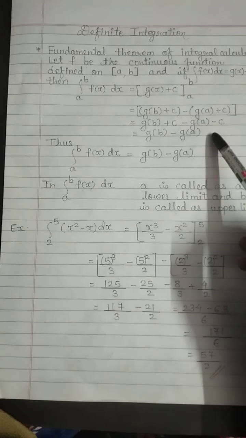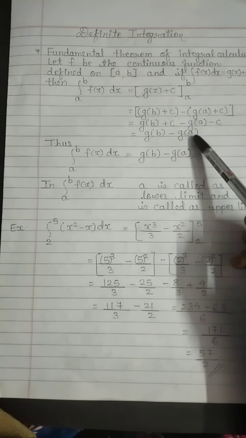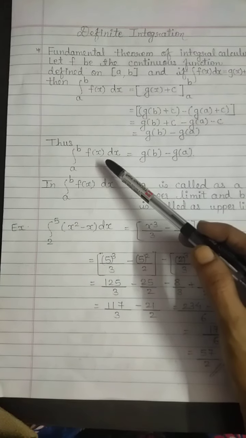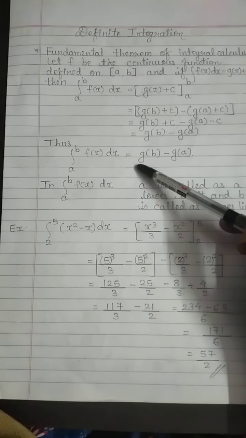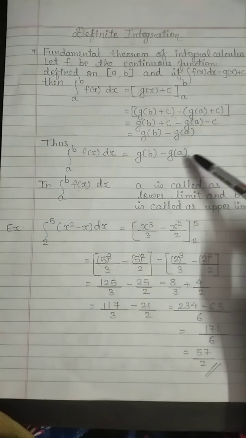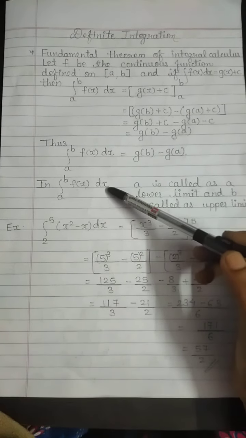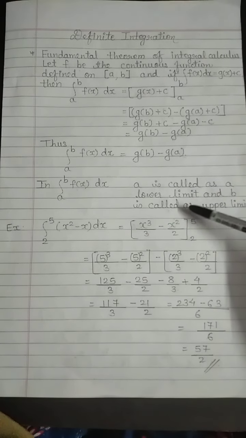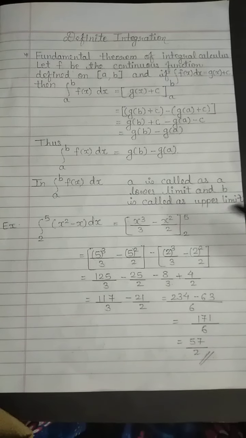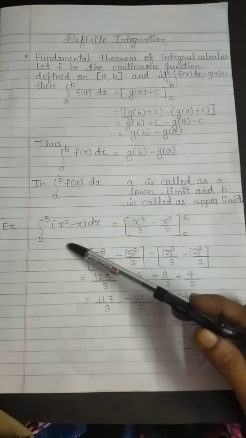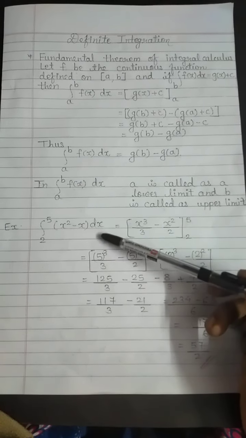Now if we open the bracket, then c will get cancelled and the answer will be g of b minus g of a. So we can say that the integration from a to b of f of x dx is equal to g of b minus g of a. In this integration from a to b of f of x dx, a is called the lower limit whereas b is called the upper limit. Now for example, the integration from 2 to 5 of x square minus x dx.